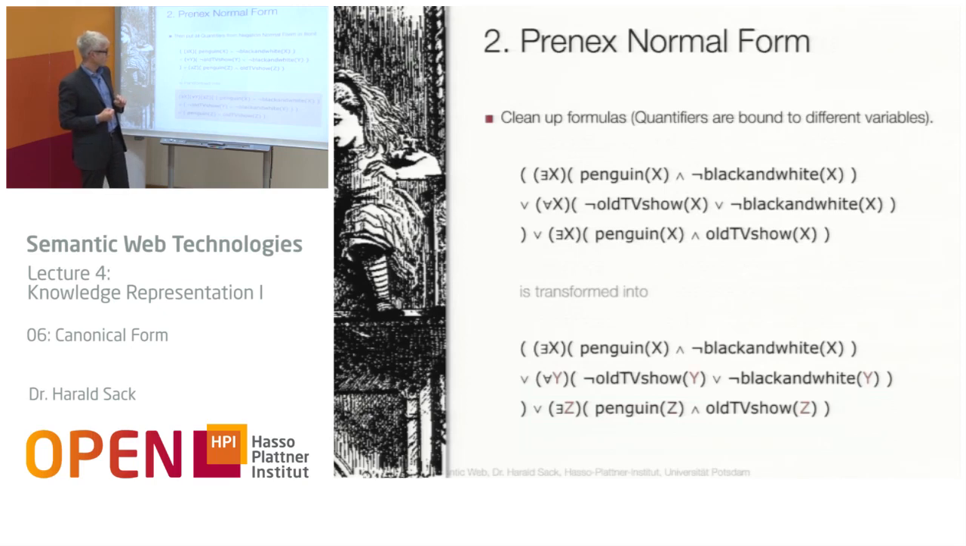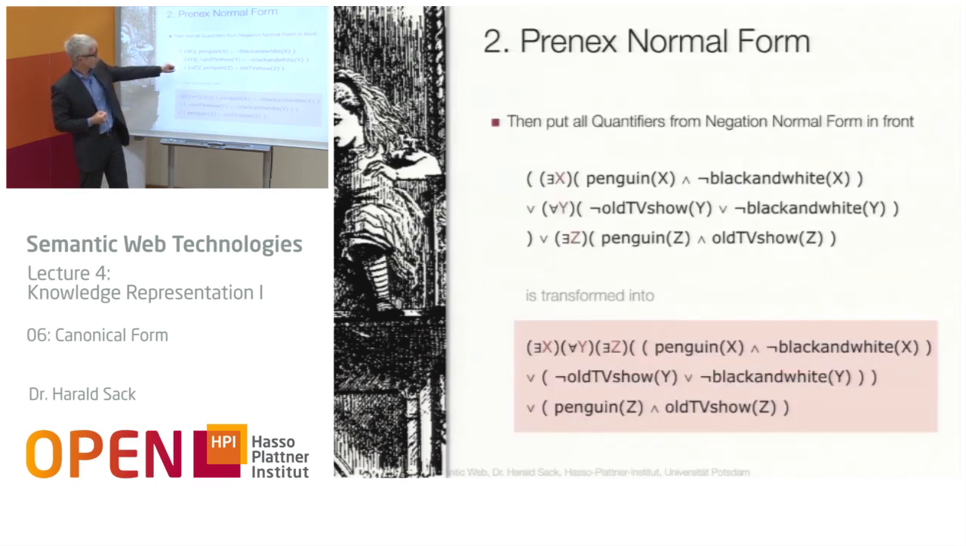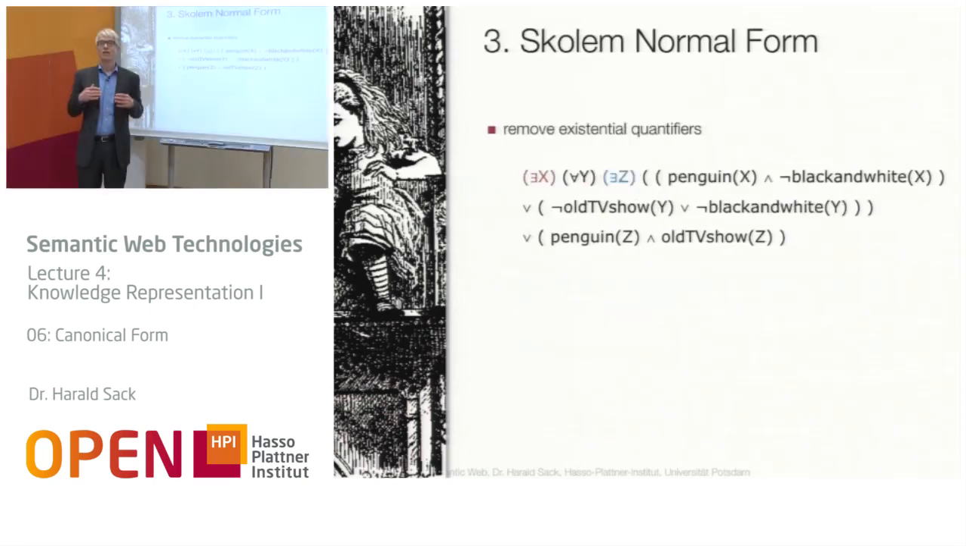So the next thing we can do is we have this formula, and then we put all these quantifiers in front of the formula. And you see the existential quantifier with a variable x, of course, refers here to the first part. Y refers to the second part. Z refers to the last part. So prenex normal form is pretty simple. Next step is the Skolem normal form.